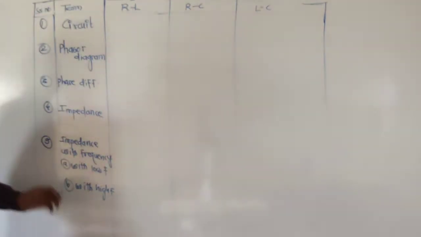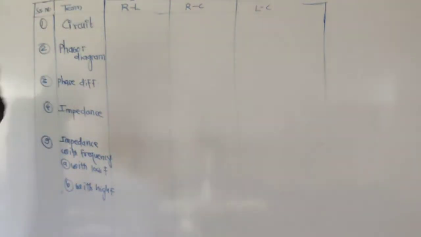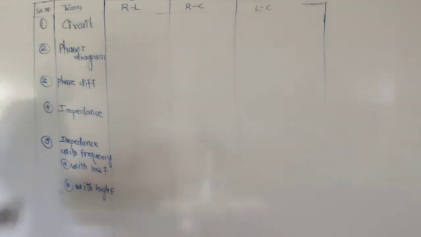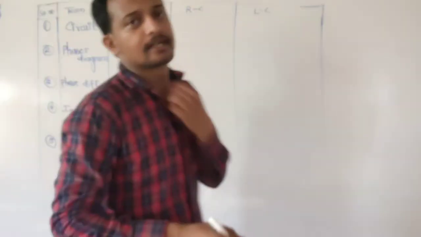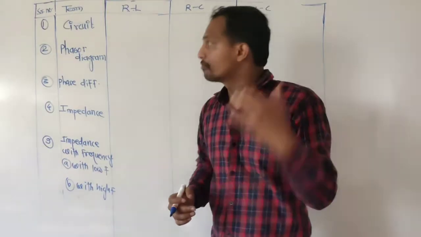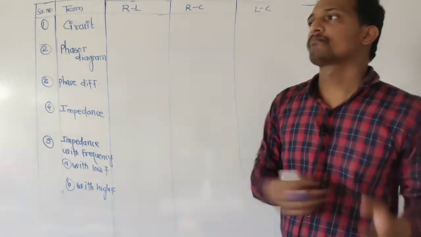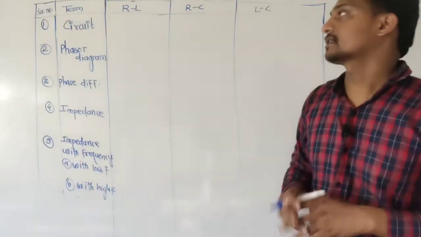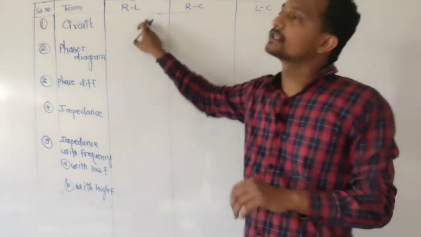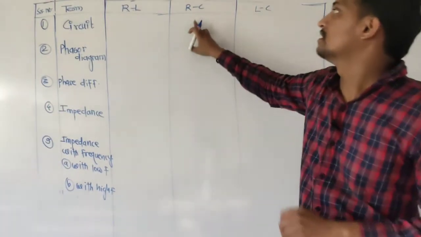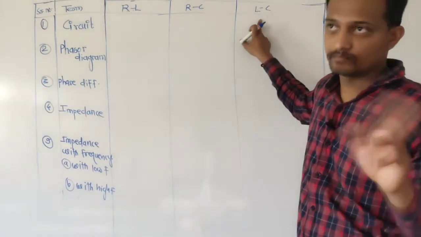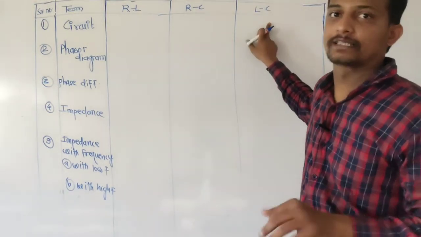Hello friends, here we have AC circuit. We have to discuss some terms which are related with AC circuit. In the last lecture we have studied pure resistive circuit, pure inductive circuit and pure capacitive circuit. In this chart we have discussed the combination circuits, meaning RL, resistor inductor series, then resistor capacitor series, and inductor capacitor series circuit.